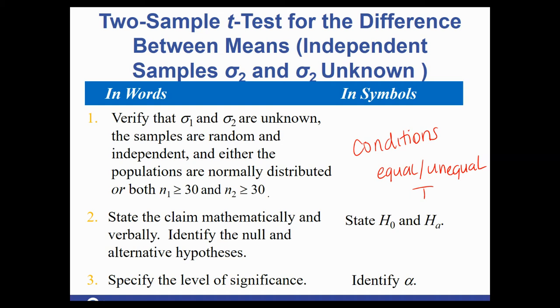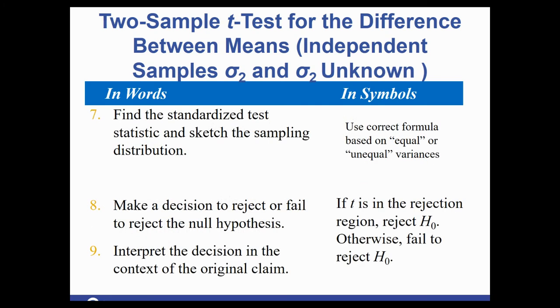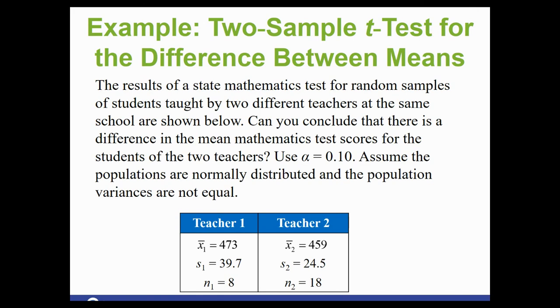We're going to state our hypothesis. We're going to be given our level of significance. We're going to find that critical value with inverse t, sketch out our rejection regions, make sure you're using the correct formula, check to see if it's in our rejection region, and write our conclusion sentence. So we've got two examples in here so you can see one of each of our two formulas.